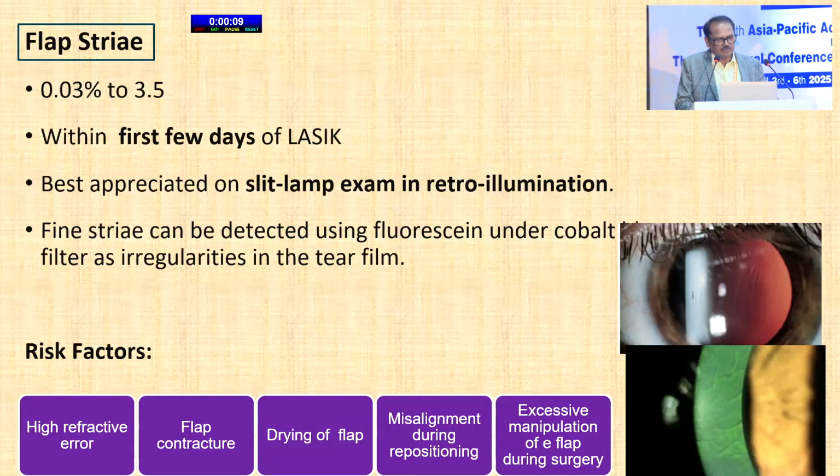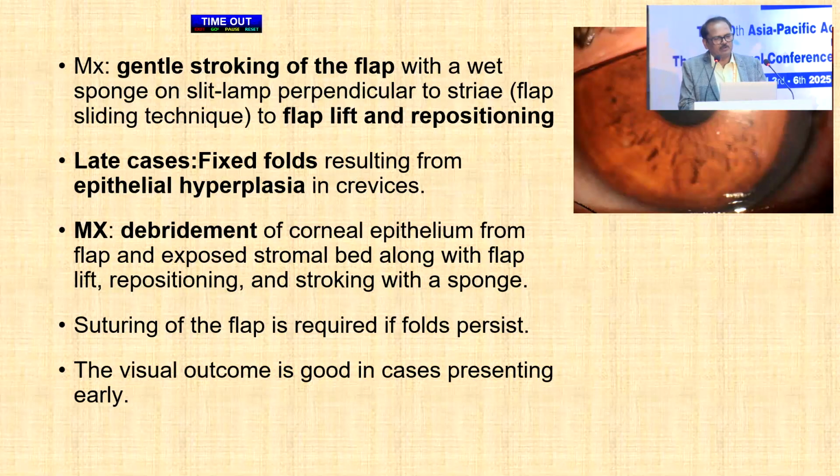Flap striae is another problem which can be one of the nightmares, but if it is detected early, you can very well manage it. If it comes into the central area, it will degrade the quality of vision. So here you have to lift the flap and wash it, and with 2 sponges you can milk it perpendicular to the line of the stria. Smaller stria don't create much problem, but bigger stria do. In that case you need to remove the epithelium. Sometimes you have to do hot ironing also. Some surgeons have reported that.